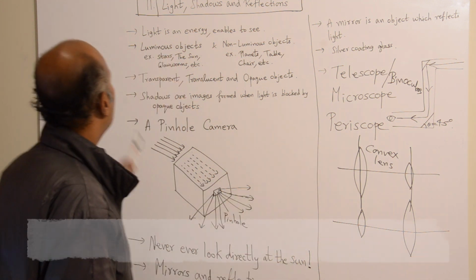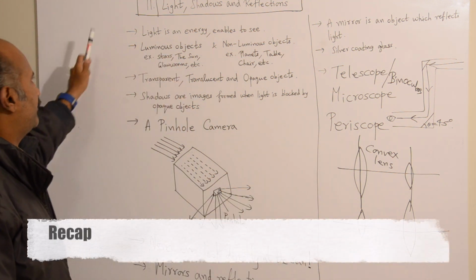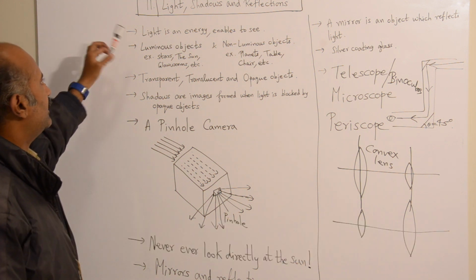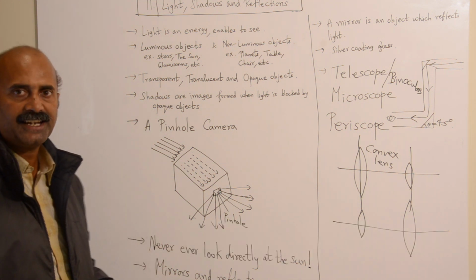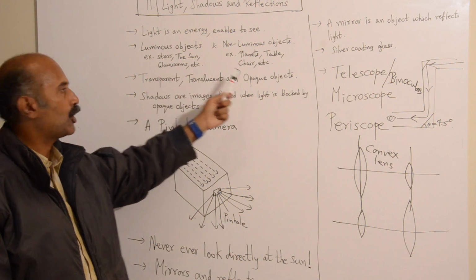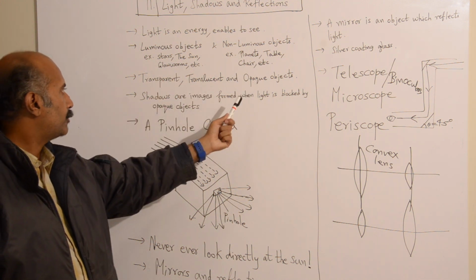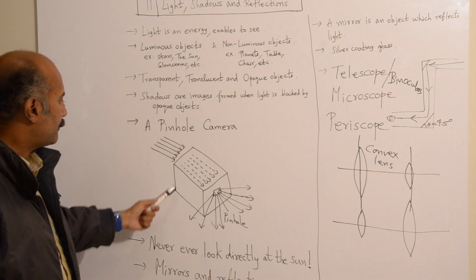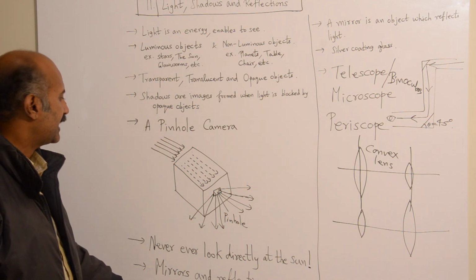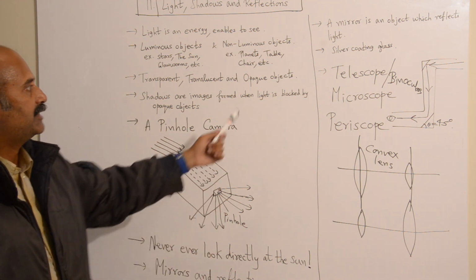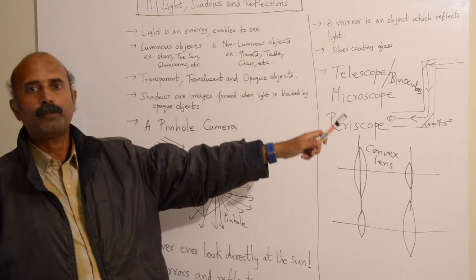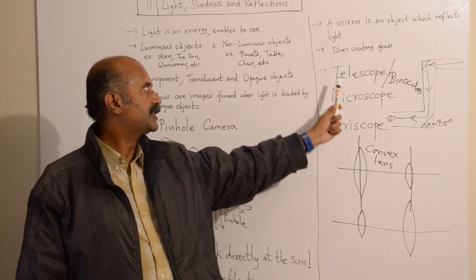So let me recap this chapter: light, shadows and reflections. We discussed light. Light is an energy which enables us to see things. We discussed luminous and non-luminous objects, then transparent, translucent and opaque objects. Then we discussed the pinhole camera. Then we studied mirrors and reflections. And we studied the telescope, also binoculars and three-dimensional vision.